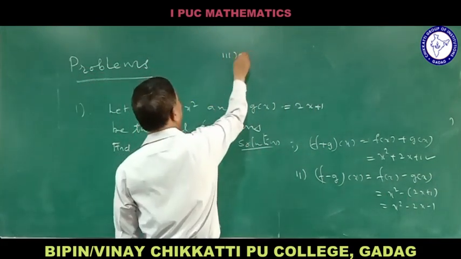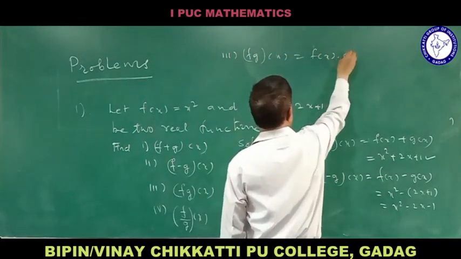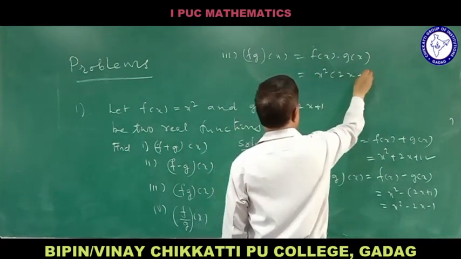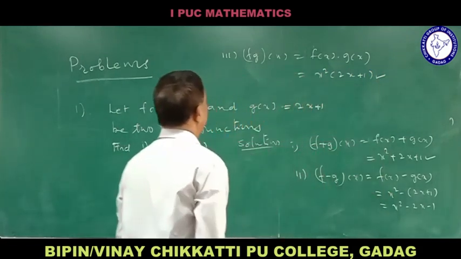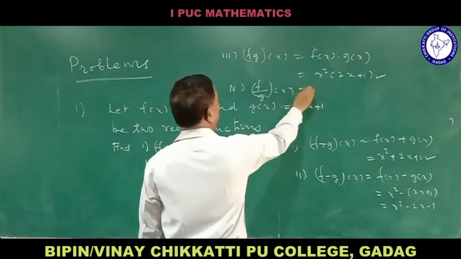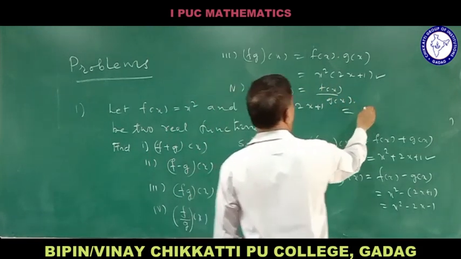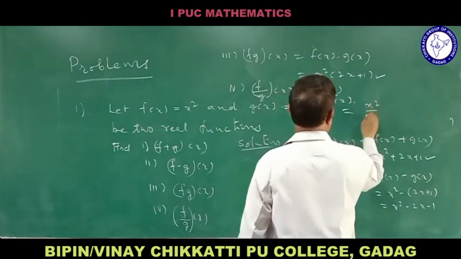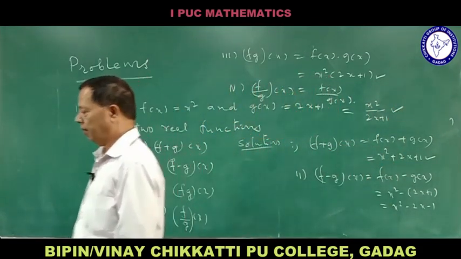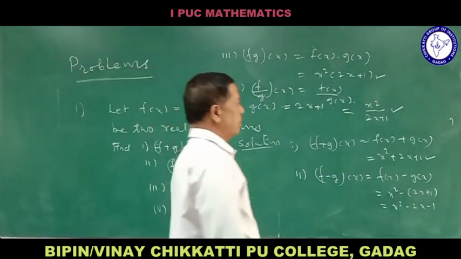Similarly, you can go for the third, f g of x is equal to f of x into g of x. The formula is x square into bracket 2x plus 1. This is finished. And the last, number 4, f by g of x is equal to f of x divided by g of x, and that is x square divided by 2x plus 1. This is the solution.